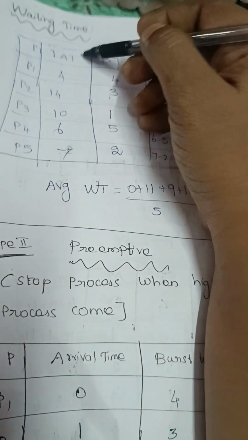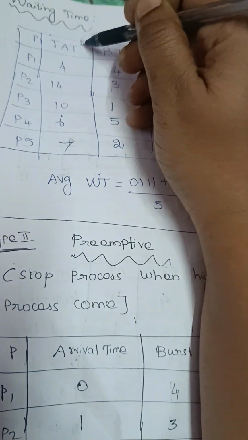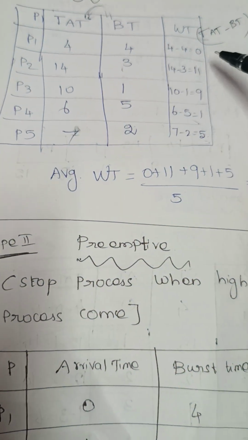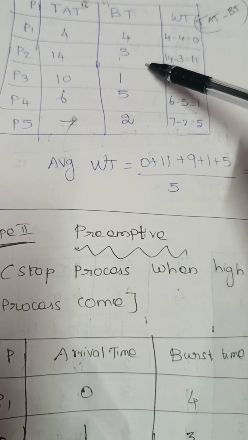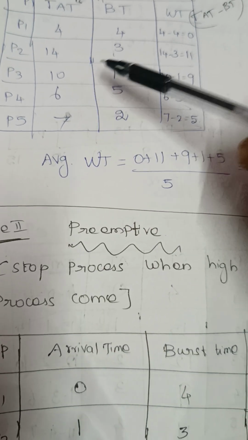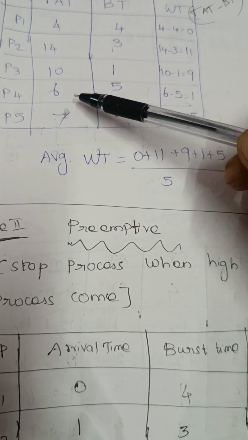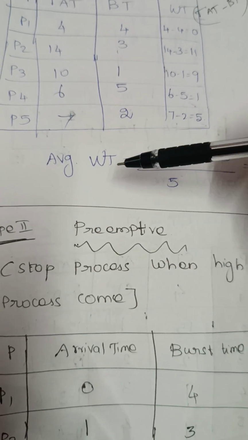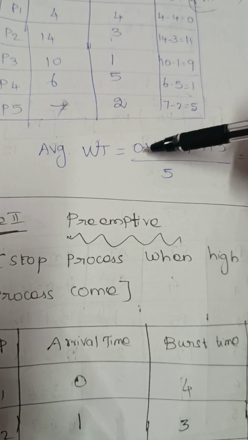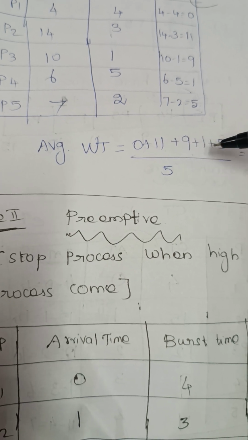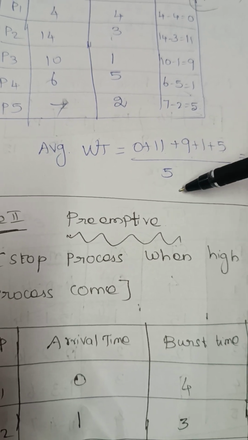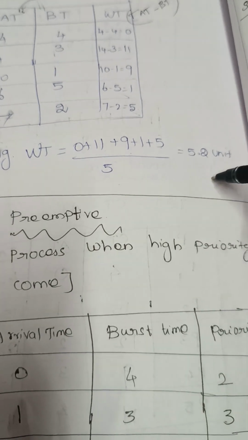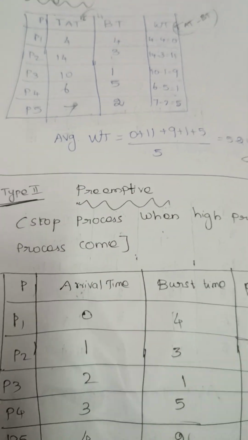So 4 minus 4 equal to 0, 14 minus 3 equal to 11, 10 minus 1 equal to 9, 6 minus 5 equal to 1, 7 minus 2 equal to 5. Calculate the average waiting time: 0 plus 11 plus 9 plus 1 plus 5, divided by 5. So the answer is 5.2 units.